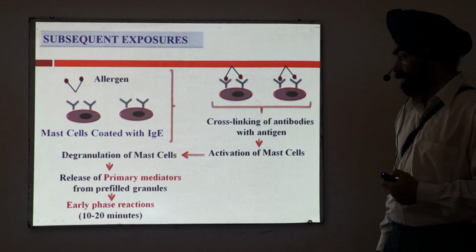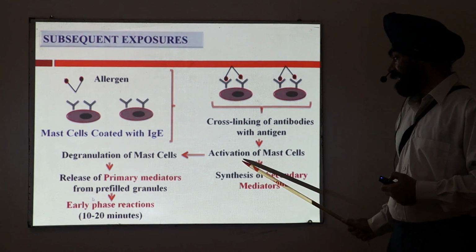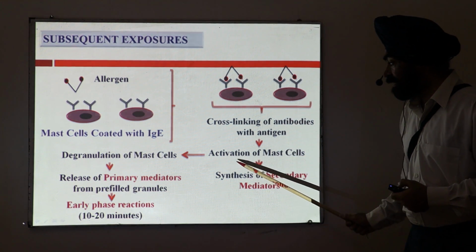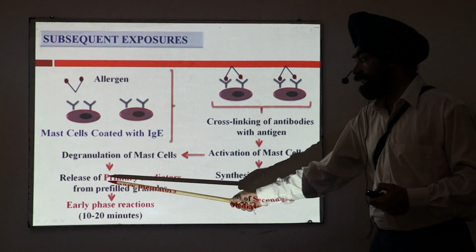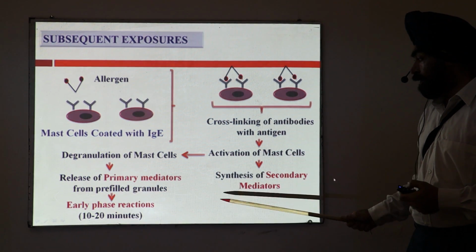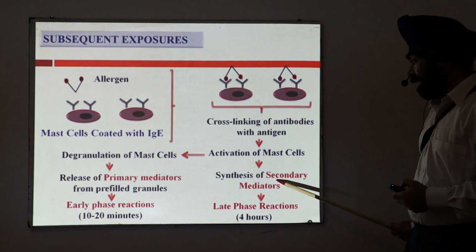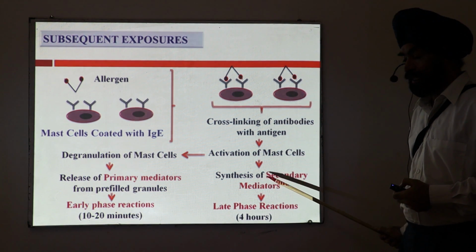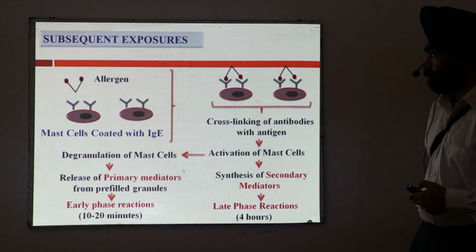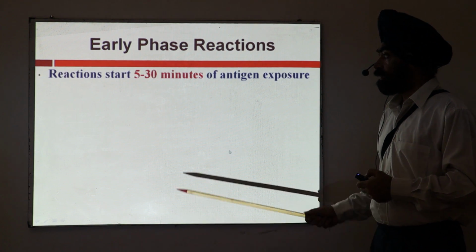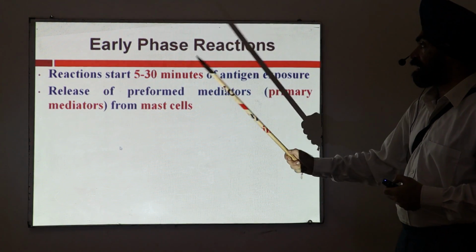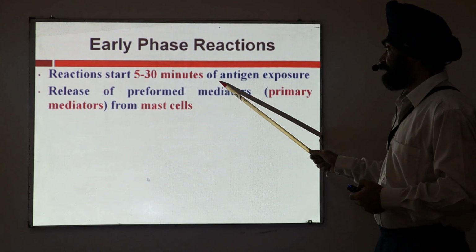Okay, early phase reactions. But simultaneously, the activation of mast cells is also producing secondary mediators. Actually, there is a synthesis of these. So there is a difference: release of preformed material and synthesis of new mediators. The new ones are called secondary mediators, and it will take a certain period of time to synthesize new material. So this is responsible for the late phase reactions, typically after 4 hours. We can explain with the help of a written method. Early phase reactions start within 5 to 30 minutes.